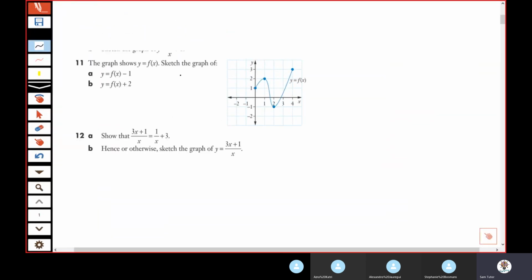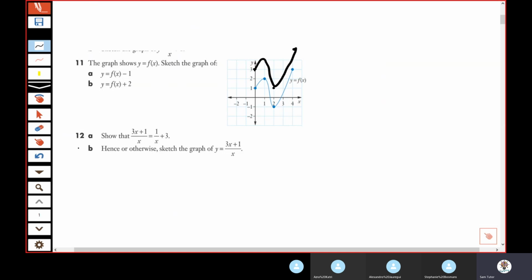The graph shows y equals f of x. Sketch the graph of y equals f of x minus 1. So that's just a translation down 1, or you're going to shift this whole function down 1. So instead of it being at 1, it's now at 0. Instead of being at 2, yep. Any questions there? Easy. And then obviously plus 2, you shift it up, and then draw the same thing again.